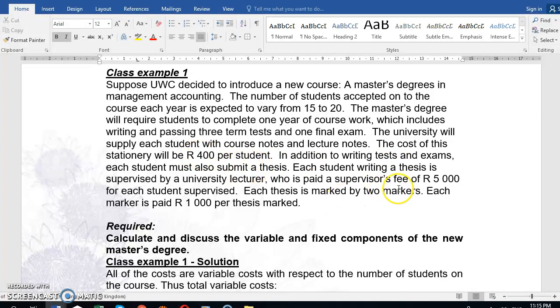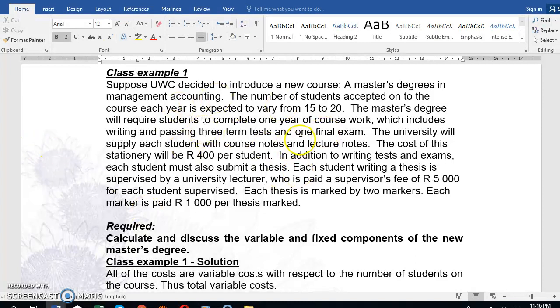In addition to writing the tests and exams, each student must also submit a thesis. Each student writing a thesis is supervised by a university lecturer who is paid a supervisor's fee of $5,000 for each student supervised. Each thesis is marked by 2 markers and each marker is paid $1,000 per thesis. The required here is to calculate and discuss the variable and fixed components of the new master's degree.